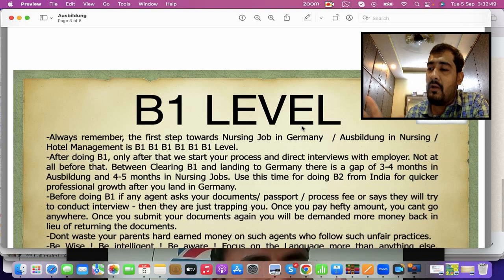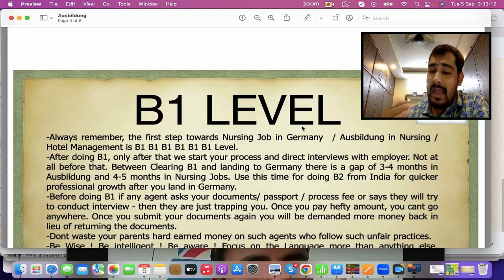People are there who have learned from our recorded course, Namastegerman recorded course in 19,000 rupees, complete A1 till B2, and cleared the B1, B2 level. People are there who have learned from our one-to-one classes and cleared the exam. People are there who have learned from our group classes and cleared the exam. So you can learn from anywhere. It's not necessary that you learn the language from Namastegerman only.